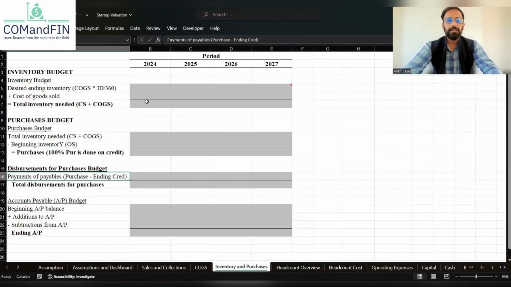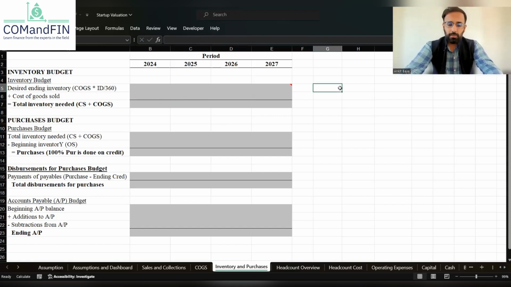Now here in the inventory and purchase sheet, we have to find out the purchase amount. That is, what amount of raw material the company will buy during the year, or what amount of inventory the company will buy during the year.